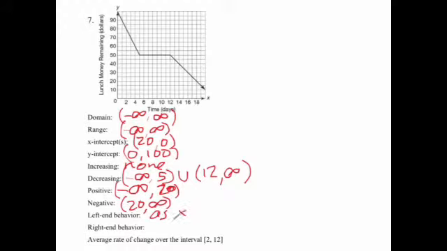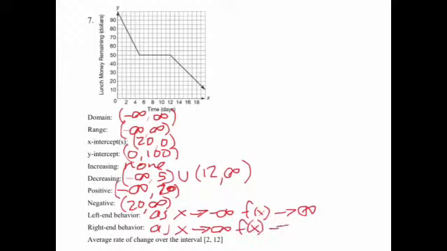As my x approaches negative infinity, my function keeps going up and up and up, so my function is going to approach positive infinity. For the other one, as x approaches positive infinity, my function this time is going down and down and down without bound, so my function is going to go to negative infinity.